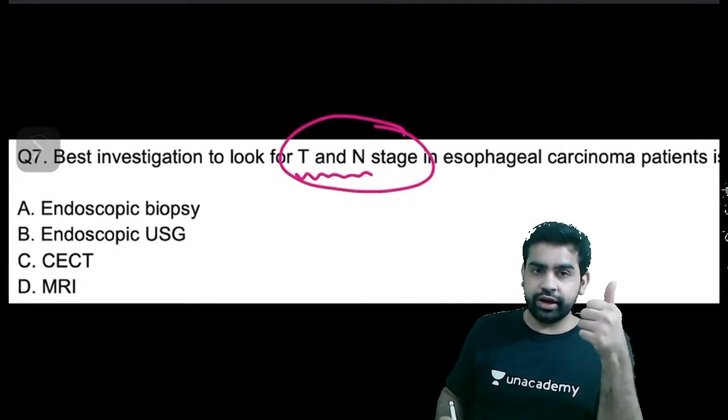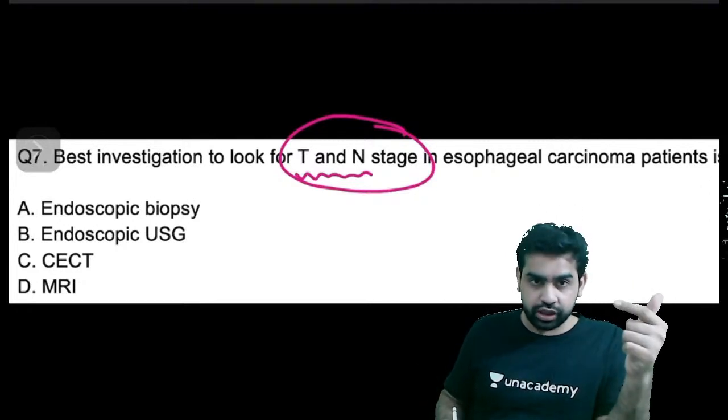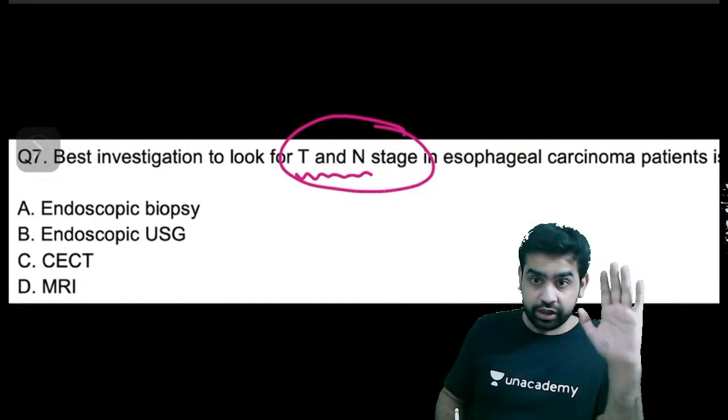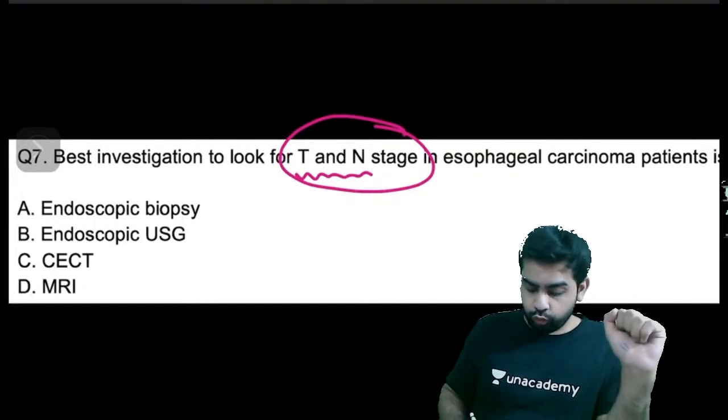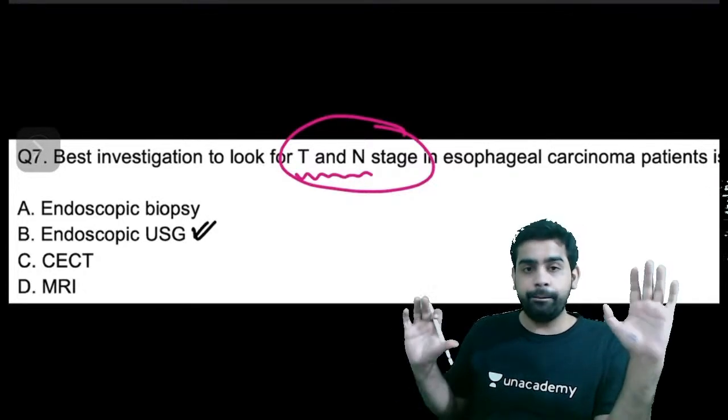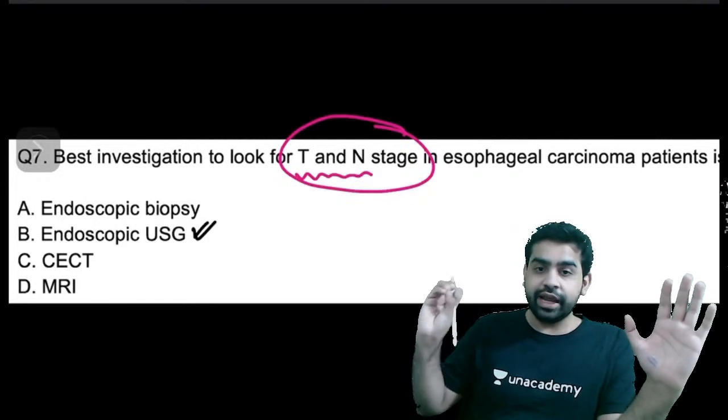Is it your endoscopic biopsy? Is it your endoscopic USG? Is it your CT or an MRI? What do you think, guys? What is the answer over here? Now please understand, the answer over here is an endoscopic USG. An endoscopic USG is the best investigation to look for T and N stage of the tumor.